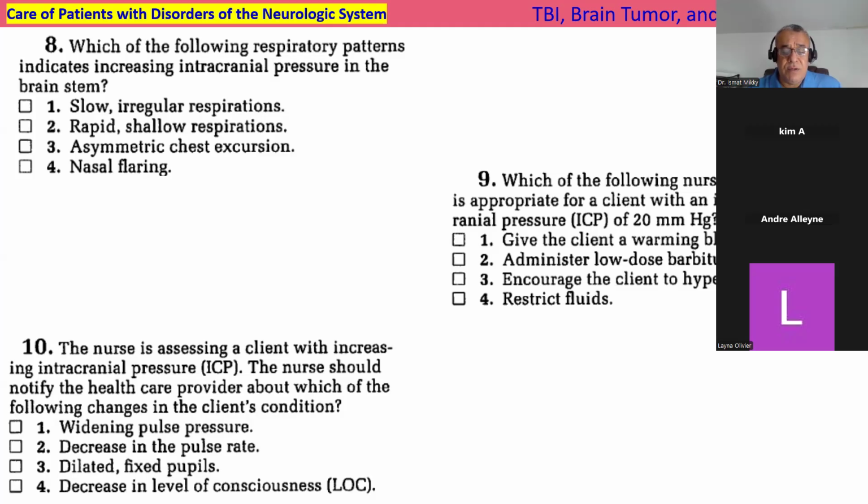the nurse is assessing a client with increasing ICP. When would you notify the PCP? On which of the following conditions would you notify the PCP?